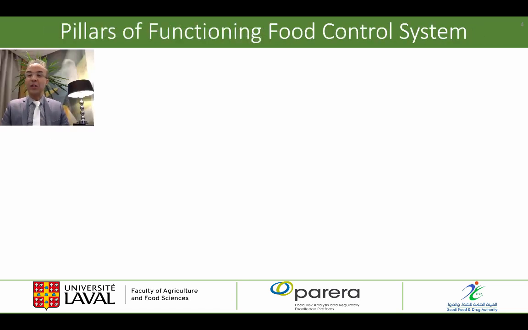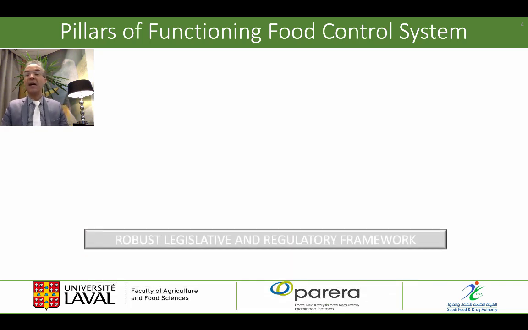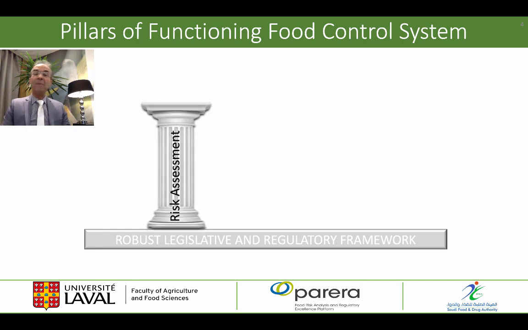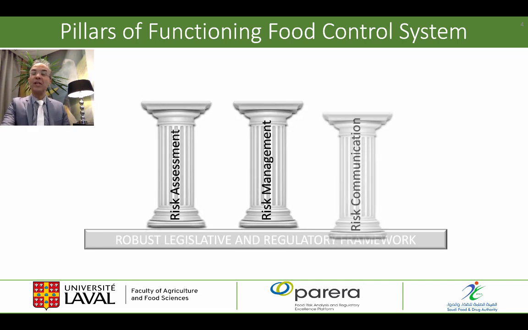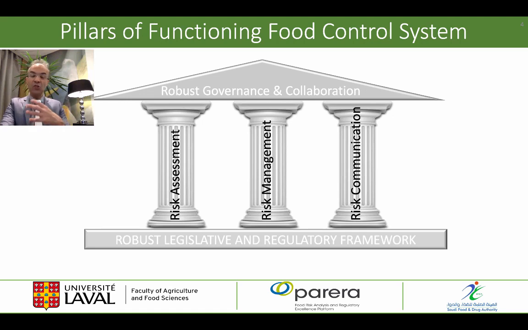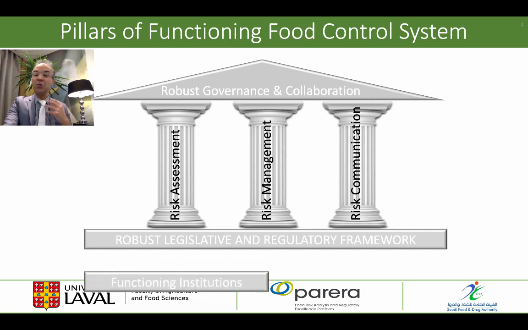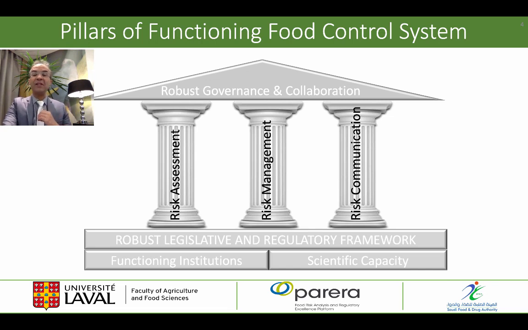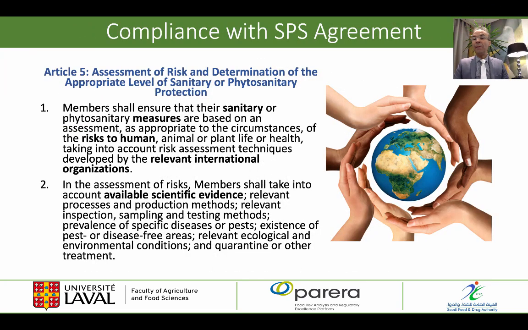When guidance was issued by Codex for food control systems, this guidance encompassed directions to rely upon a robust legislative and regulatory framework, but also insisted that decisions needed to be made according to the three elements of the risk analysis paradigm: risk assessment, risk management, and risk communication, and that, of course, all this system had to be held together with the level of collaboration that is needed between partners and stakeholders, but also with the appropriate governance. It is also important to rely upon functioning institutions and to have the relevant scientific capacity, given that risk assessment is a scientific activity.